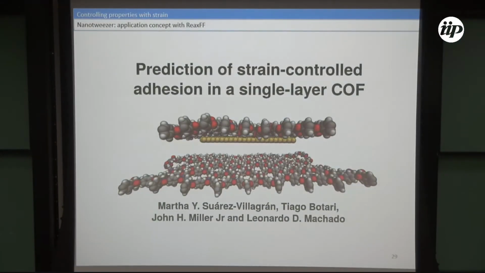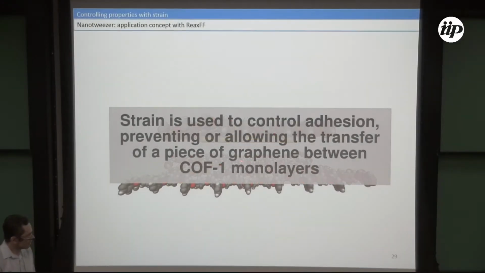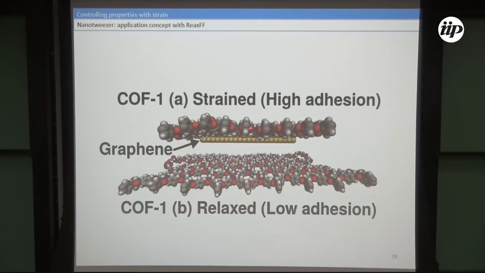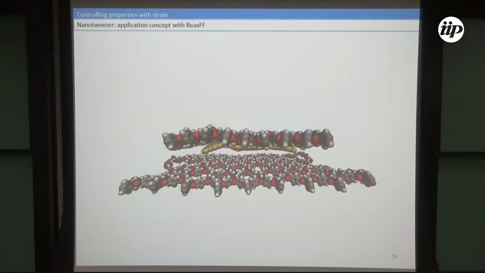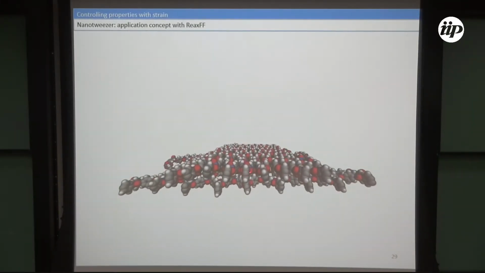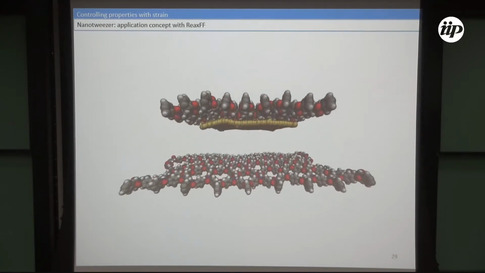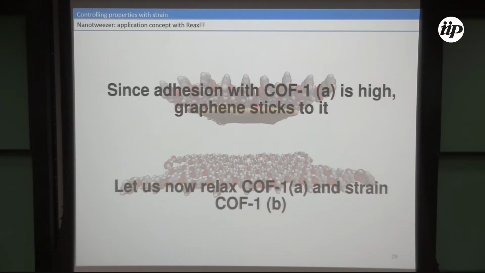So okay, what I'm doing here, I put some graphene on top of this material here, and I want to transfer this graphene between the two coffee substrates. So initially, this one is with high strain, so adhesion is high here for ReaxFF, and this is low adhesion. As I move them in contact, I can see that adhesion is high here, so it will remain bonded to the coffee one on top.